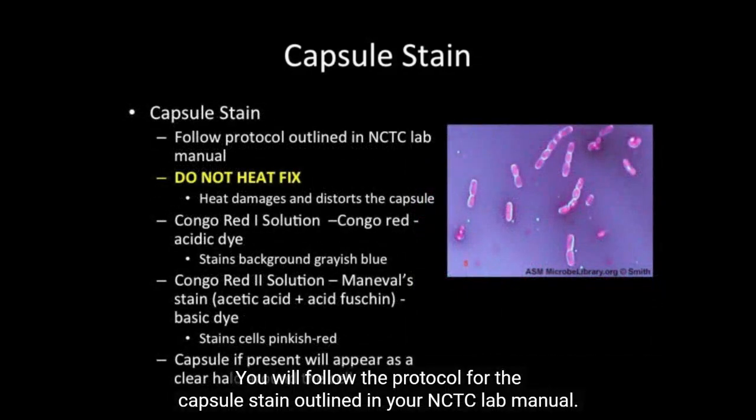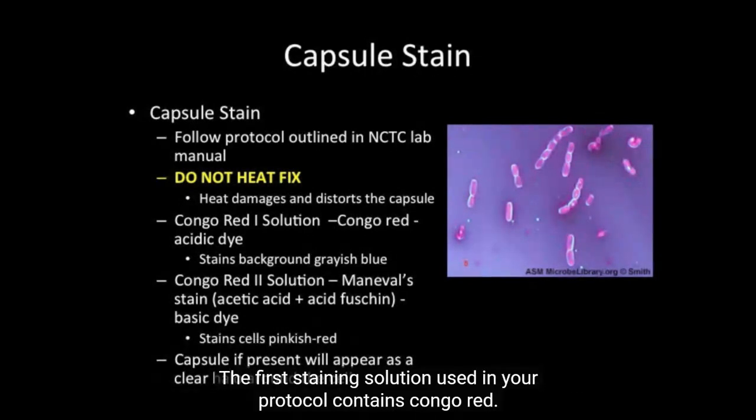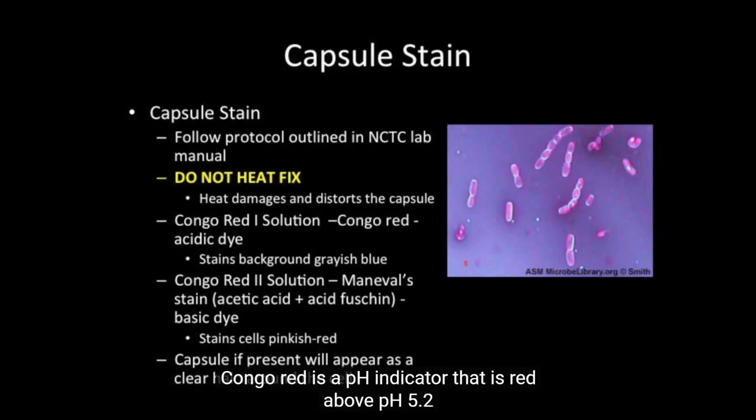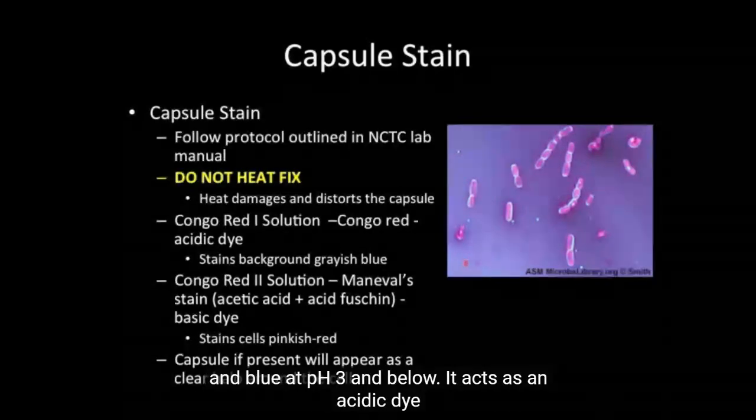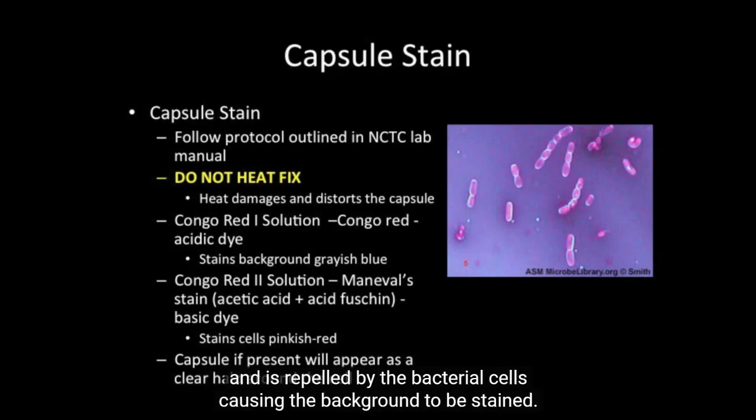You will follow the protocol for the capsule stain outlined in your NCTC lab manual. Please remember you will not heat fix your sample. The first staining solution used in your protocol contains Congo Red. Congo Red is a pH indicator that is red above pH 5.2 and blue at pH 3 and below. It acts as an acidic dye and is repelled by the bacterial cells, causing the background to be stained.